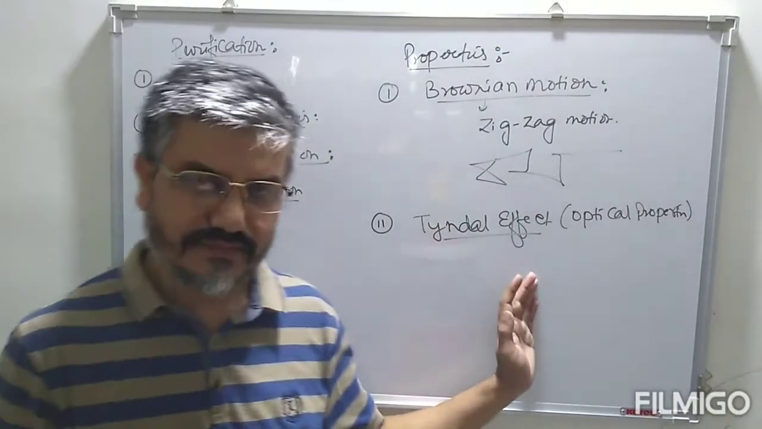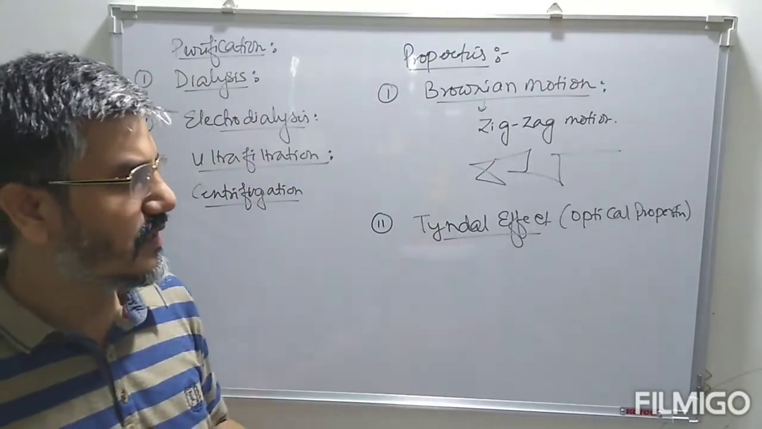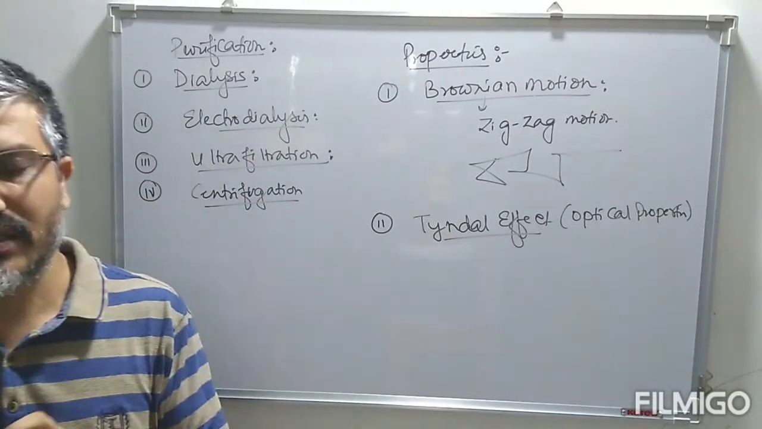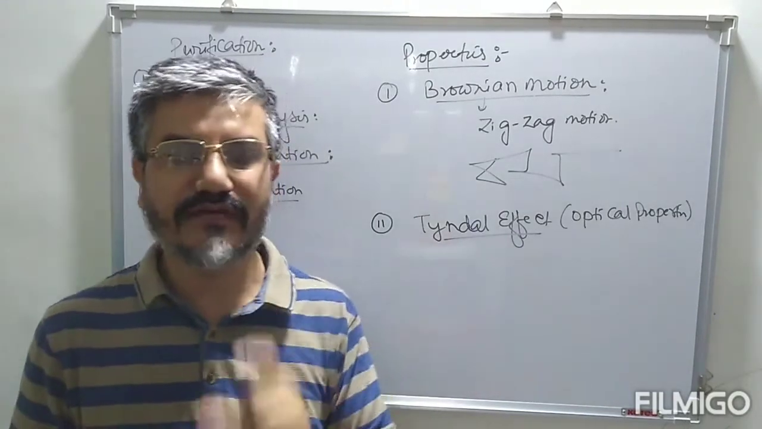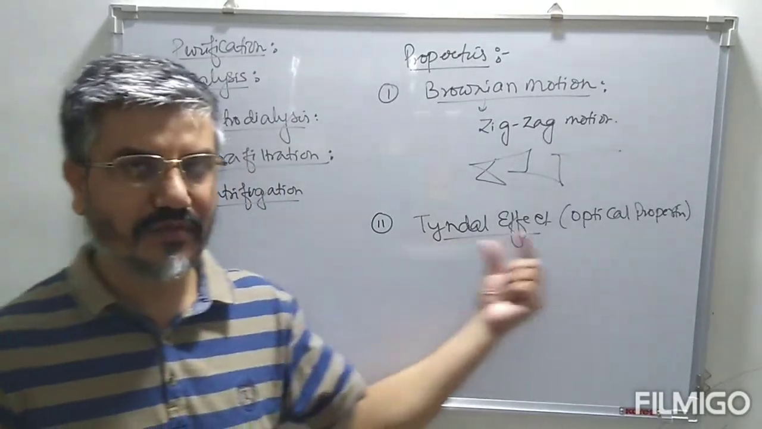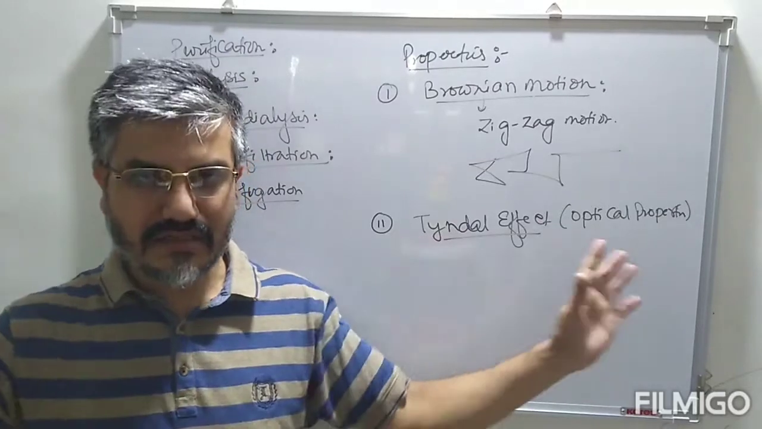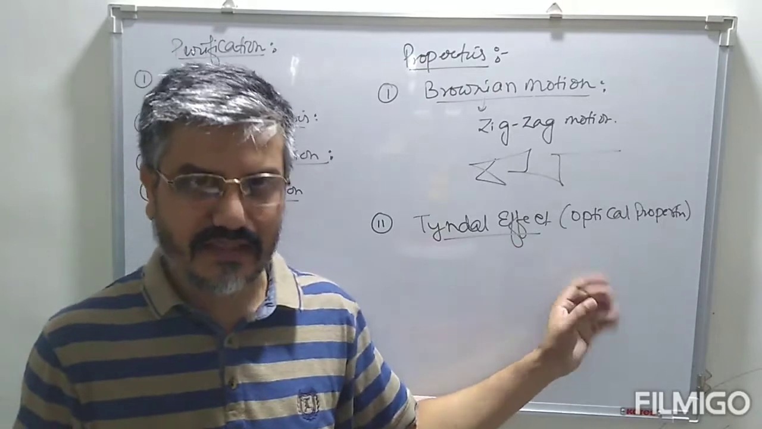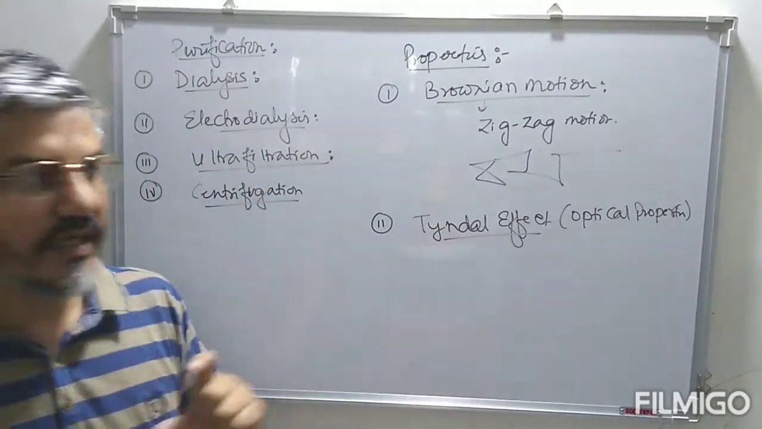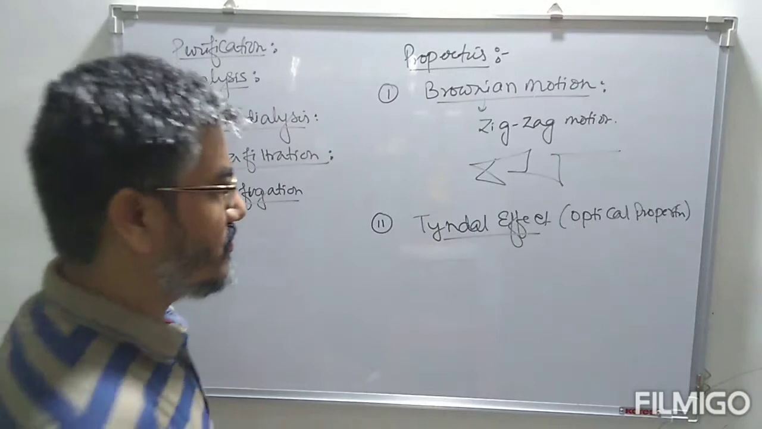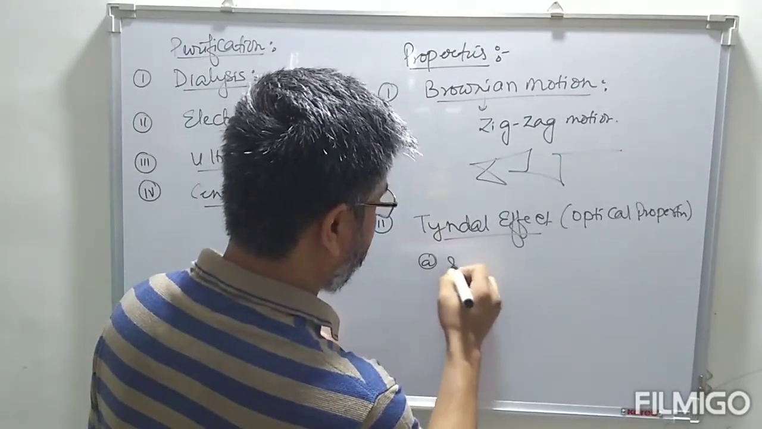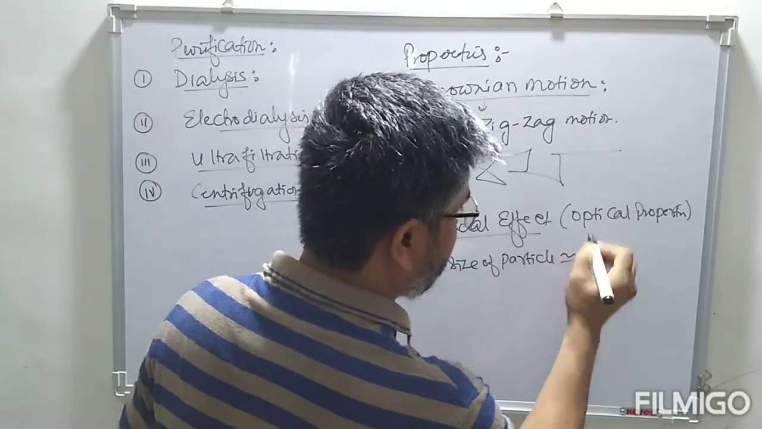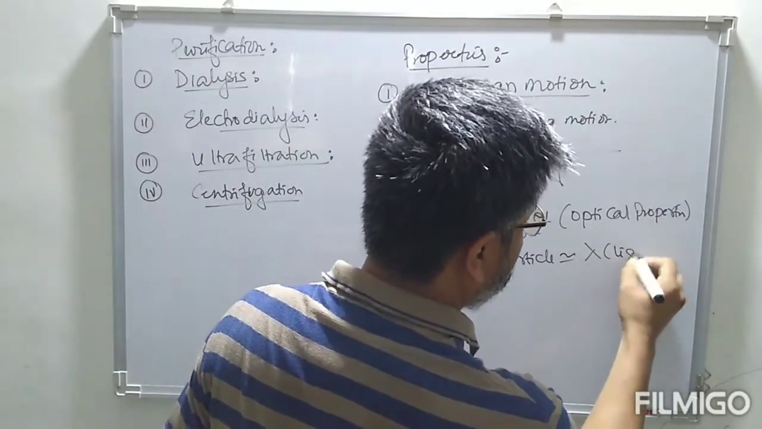Now for this Tyndall effect, the requirement is that the size of the particle and the wavelength of the light used should be approximately the same. If there is a large difference, then scattering will not be observed. So for effective scattering, the size of particle and the wavelength of light should be approximately the same.